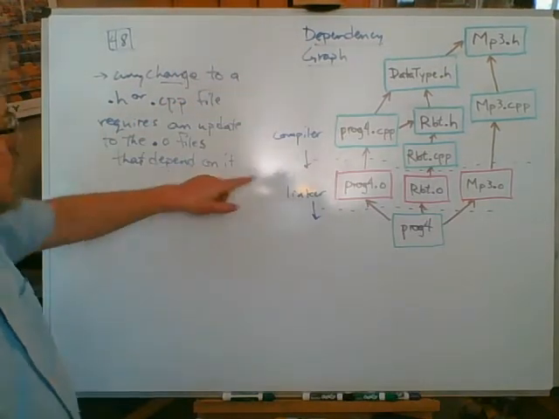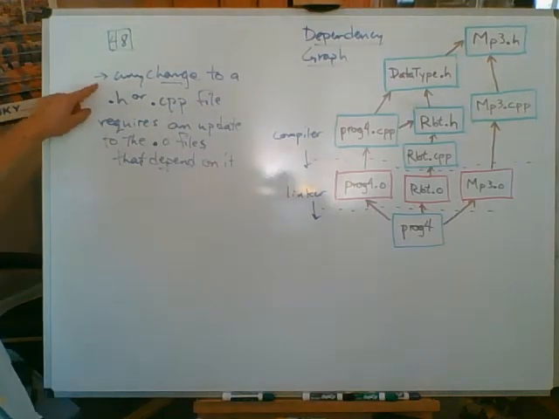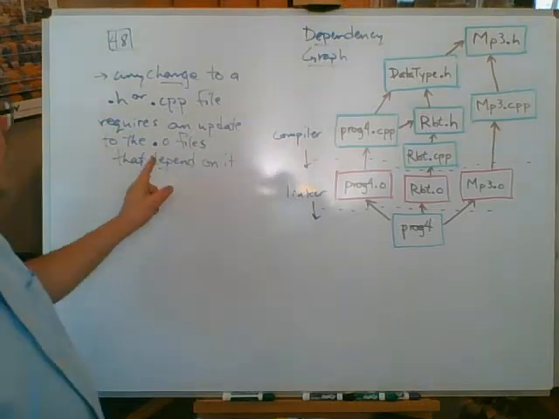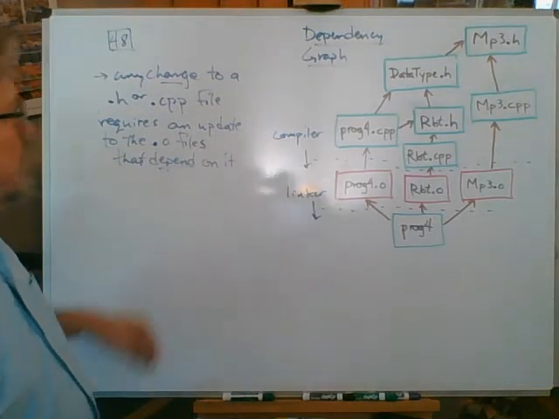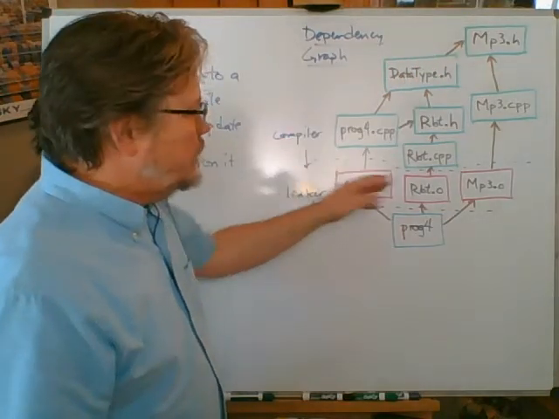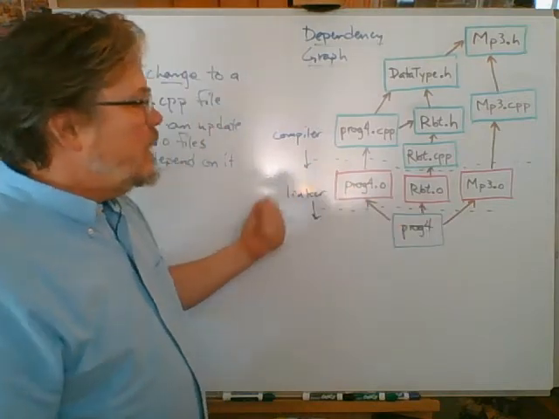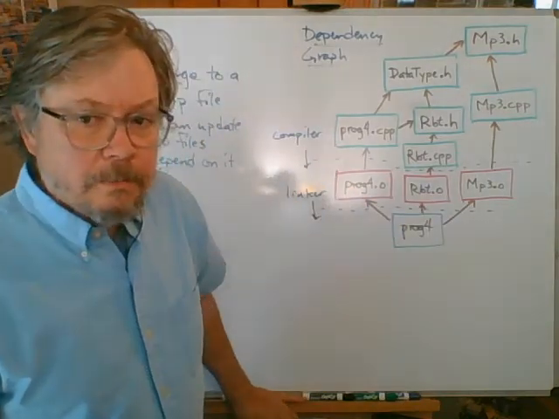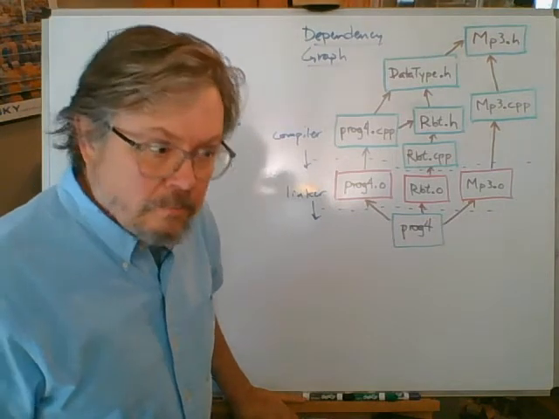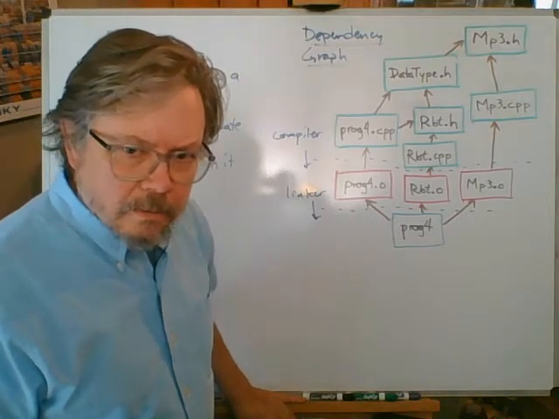This is the stage where we're crossing this line with the compiler, going from the green boxes to the pink boxes. Any change to a .h or .cpp file requires an update to the .o, the object code files that depend on it. Changes up here are going to require different combinations, depending on what I changed, of object code files to be obsolete, out of date, and have to be recompiled so that they'll be up to date, and you actually get to see the effect of the changes you made to the source code, for crying out loud.